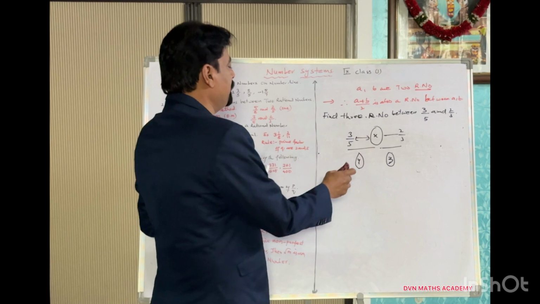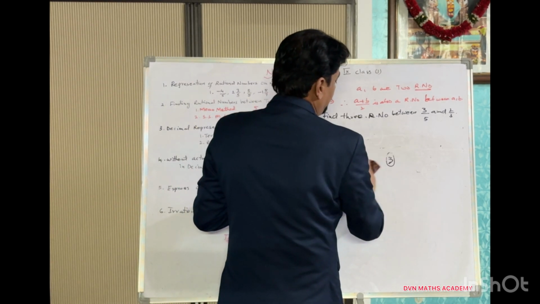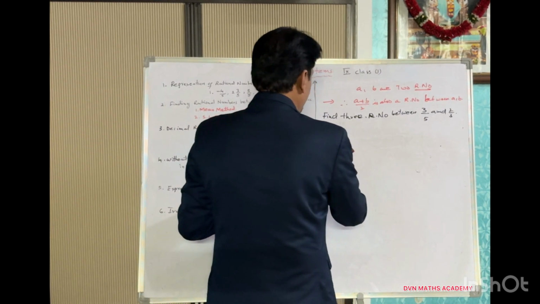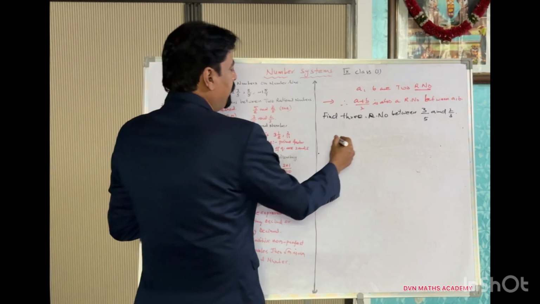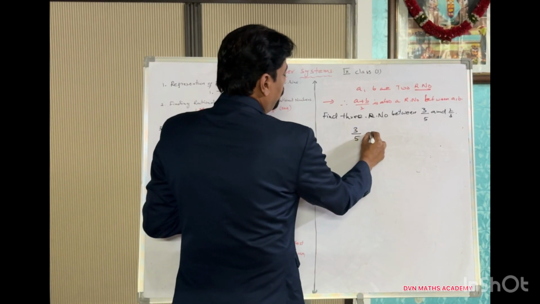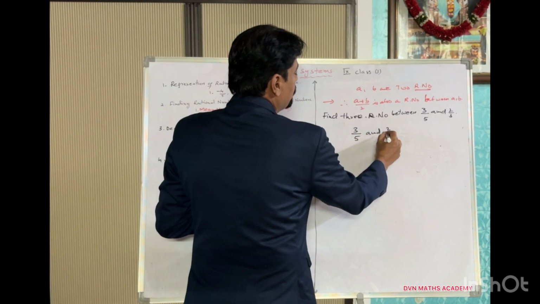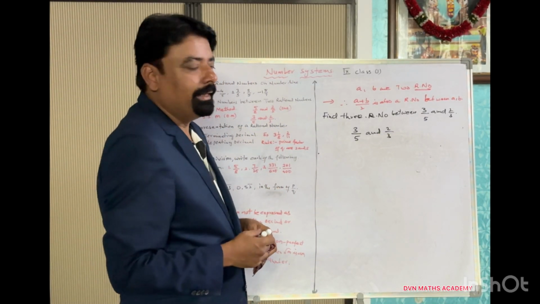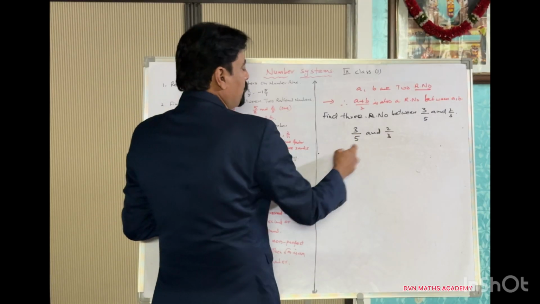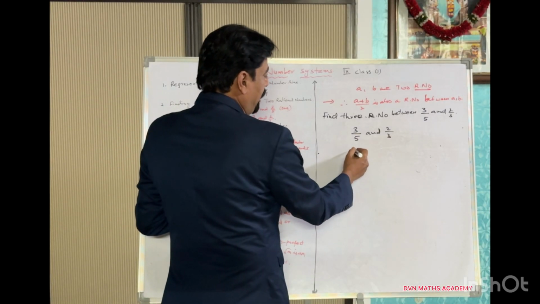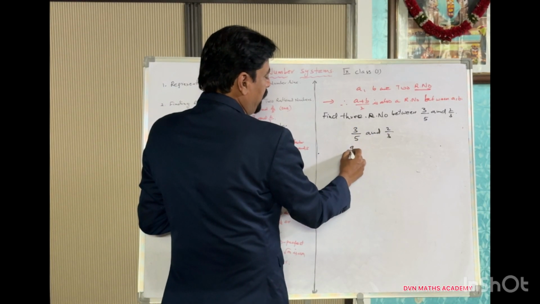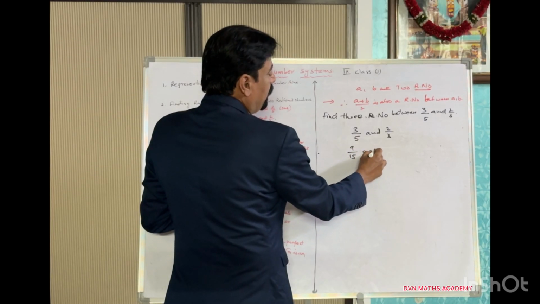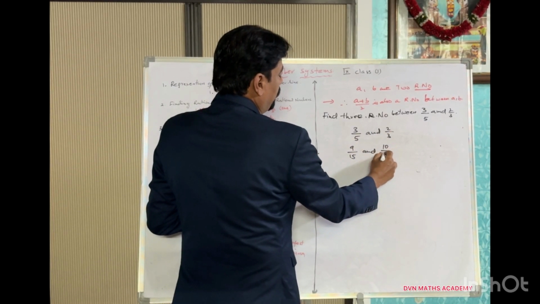So an easy method I will tell you, that is called the single step method, or direct method also we can call it. So I require three rational numbers between 3 by 5 and 2 by 3. In this method, first you make the denominators equal. The LCM of these two is 15. So you can write, if you multiply by 3, 9 by 15, and this becomes 10 by 15.